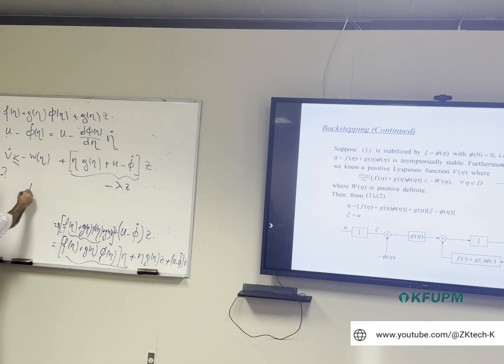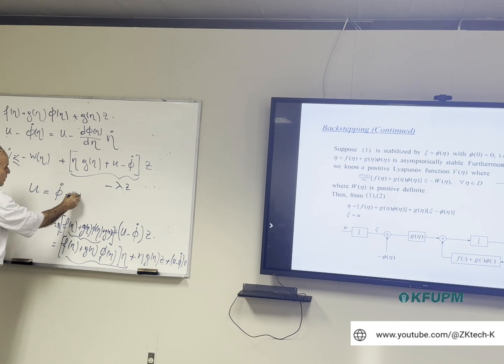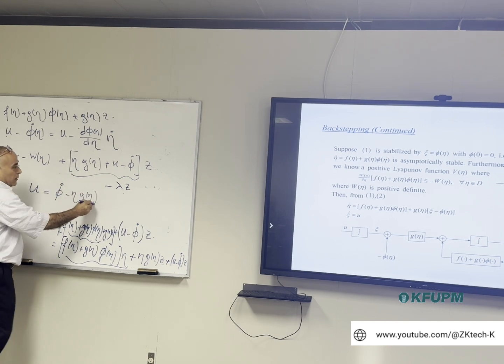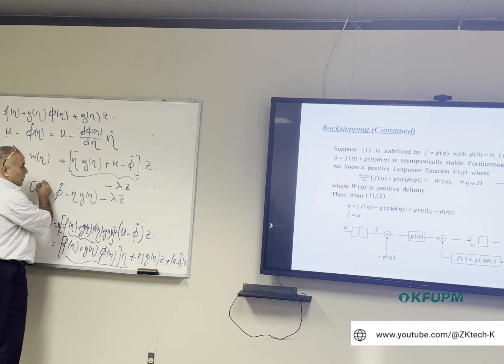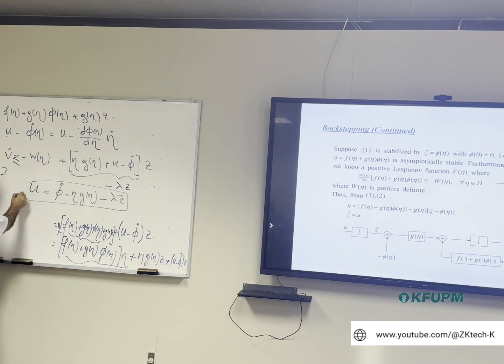So we will have u equal to phi prime minus eta g of eta minus lambda z. This is your control. How did we find it? We did not go directly to the control. We started with the state, and then we went to the next state after that, in order to make sure that the control is defined. Right, so we will take an example.